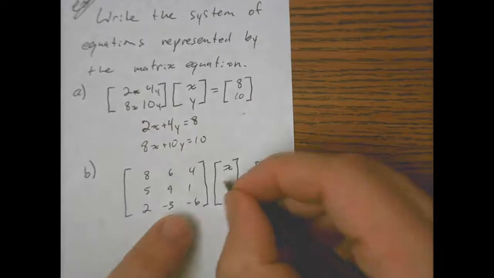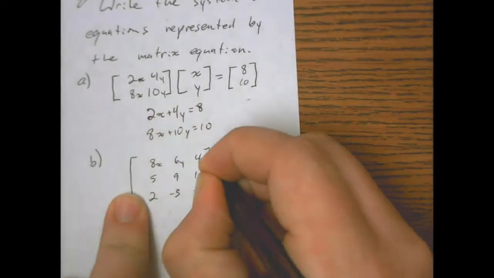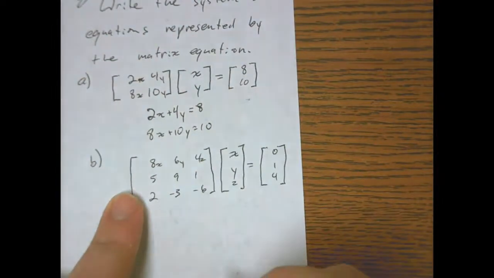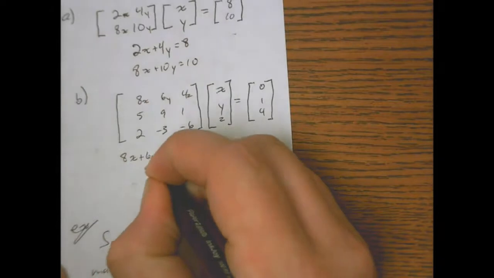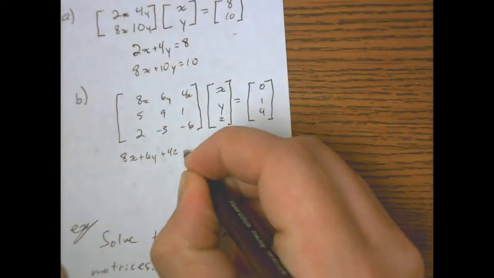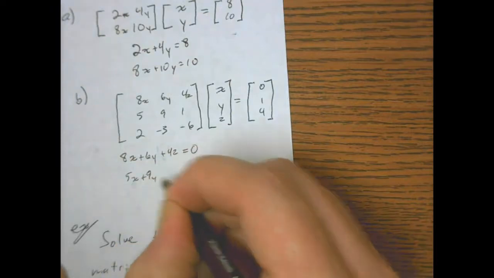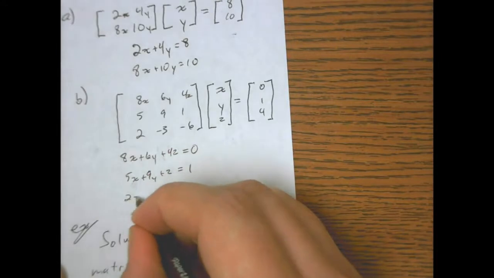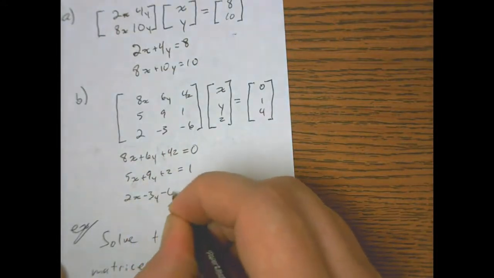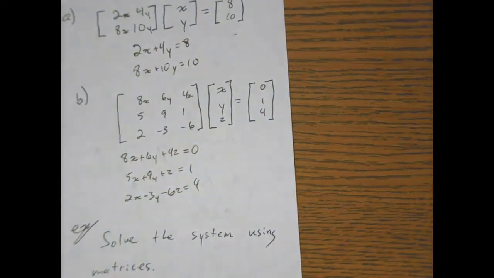All right, here we have a 3 by 3 with a 3 by 1 and a 3 by 1. Again, still coming in order. So all that means is this is my x, this is my y, this is my z, equals 0. So I can have 8x plus 6y plus 4z equals 0. 5x plus 9y plus z equals 1. 2x minus 3y minus 6z equals 4. That's it. That's all you're going to be doing.